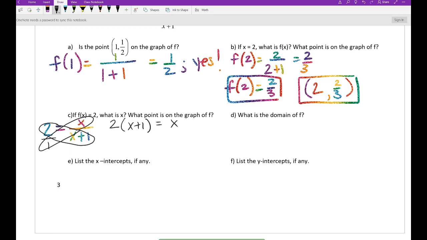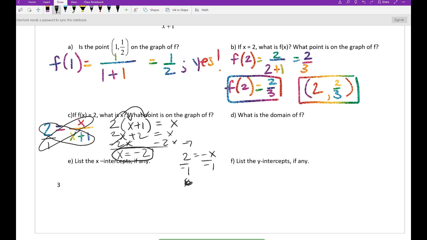Allison, what did you end up for x, dear? -2. Allison has -2. Is that right? Okay, let's see it. Do you guys distribute first? So this is 2x plus 2 equals x. Can I move the x to one side? Move this 2x over. That means I now have positive 2 equals -x. Divide both sides by -1. So x is -2. Allison already wrote that.